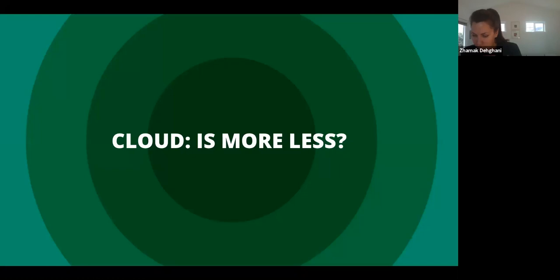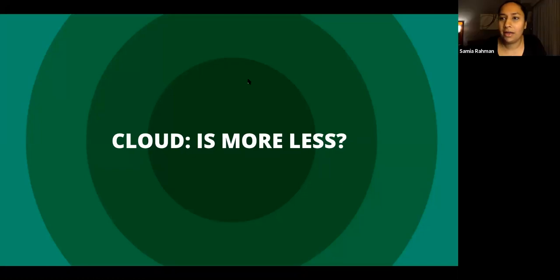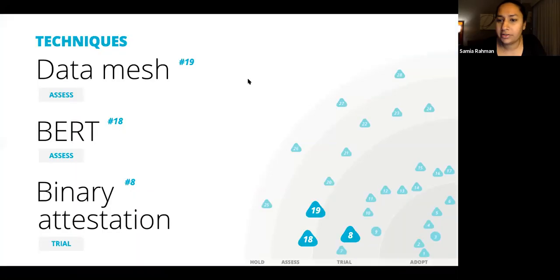Cool. Just keeping time in mind, I guess we can move on to the next set of blips. The next one is data mesh. It's on you, Jamak, again. Tell us what it entails.